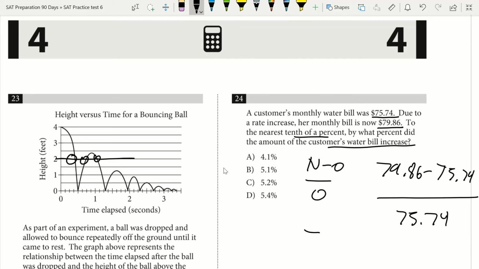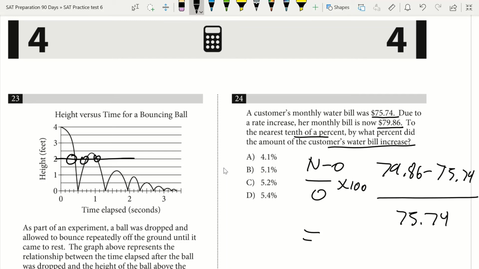We divide by our old price of 75.74. Okay, plug this in our calculator, see what we get. 79.86 minus 75.74. That's going to give me 4.12. I divide that by 75.74, and that's going to give me 0.0543. Keep in mind, I got to multiply this by 100 to get it as a percent.